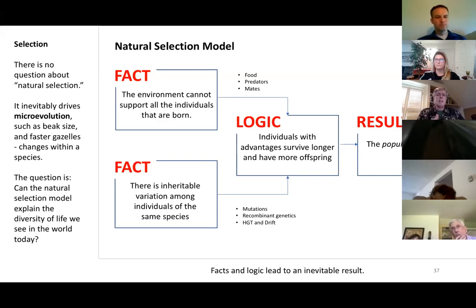So the fact here is that natural selection inevitably drives what we call microevolution, such as faster gazelles. And on the unfortunate side, antibiotic resistance. There's no question natural selection is in effect. We've actually observed it. We observe it in the lab. We observe it in the Galapagos Islands.